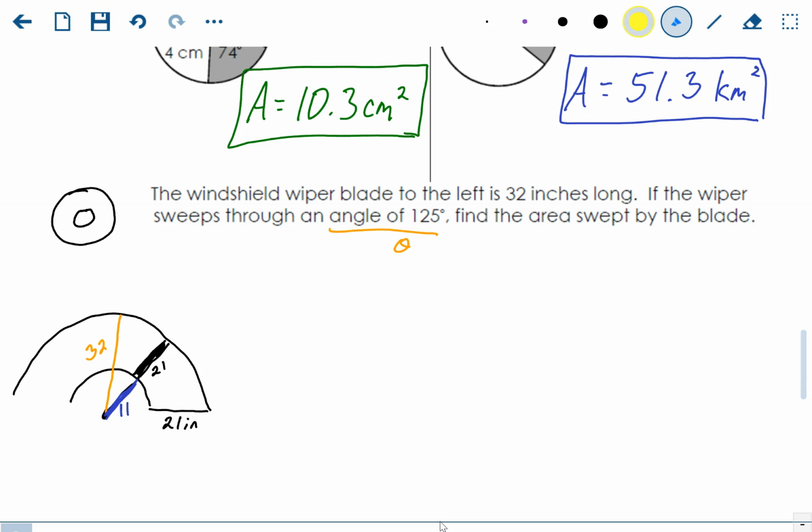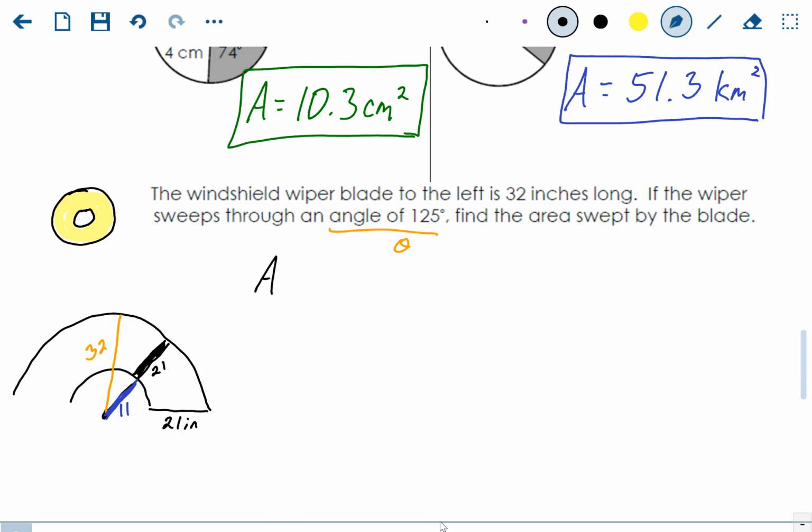If you're trying to find the area of just the outer donut, you have to find the area of the big circle minus the area of the little circle. We're going to do the same thing here, but we're not using a full circle. We have these half circles, these semicircles. All right, so let's start by finding the area of the whole wiper blade.